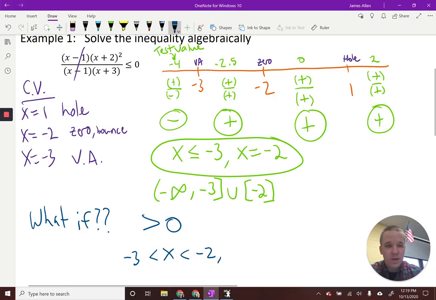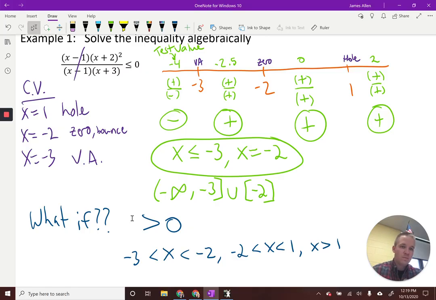And then for the next part, I'm going from -2 to the hole. And then I'm going from the hole on up to infinity, so I'll just go ahead and say when x is greater than 1. And again, we're not including any of these values. It's not equal to it. I wouldn't be including the hole regardless because it doesn't exist there, right? I wouldn't include the vertical asymptotes. I'd never include the holes, but I could have included the 0 if it was equal to 0.